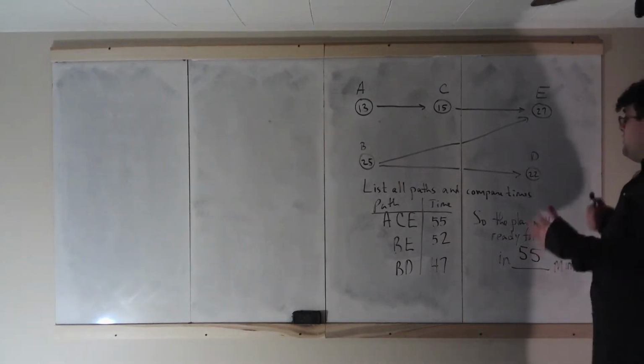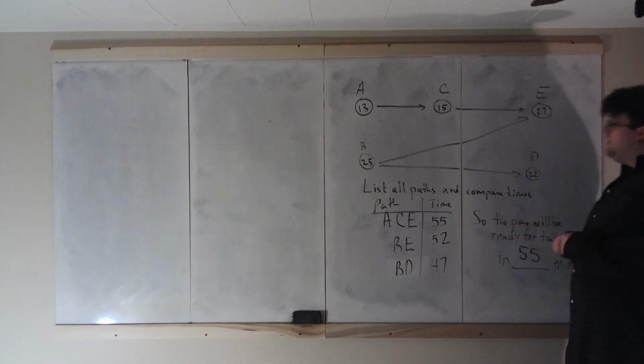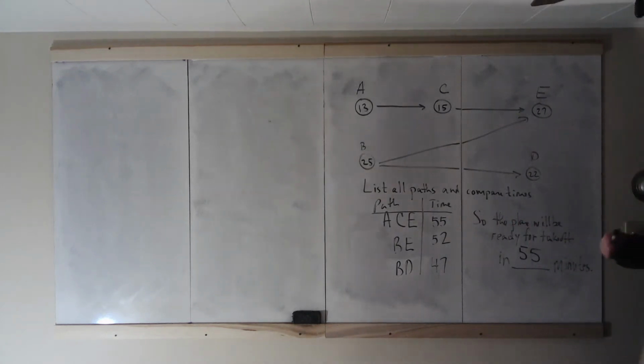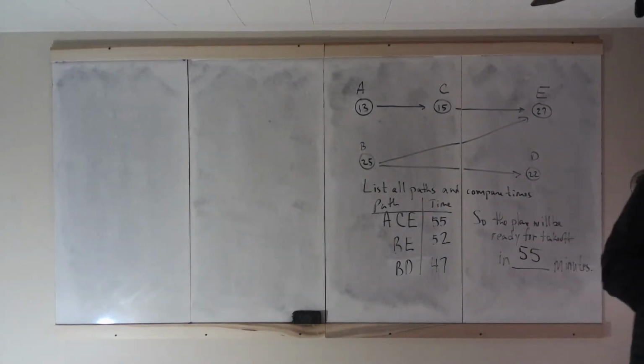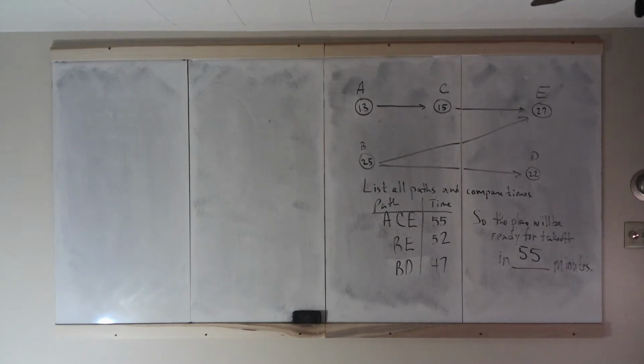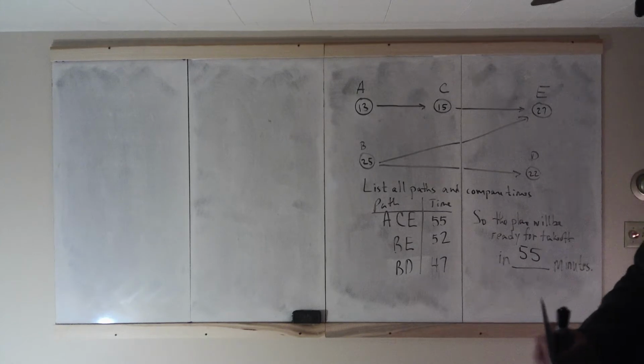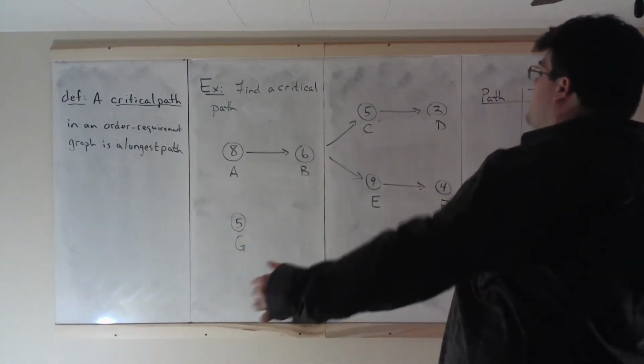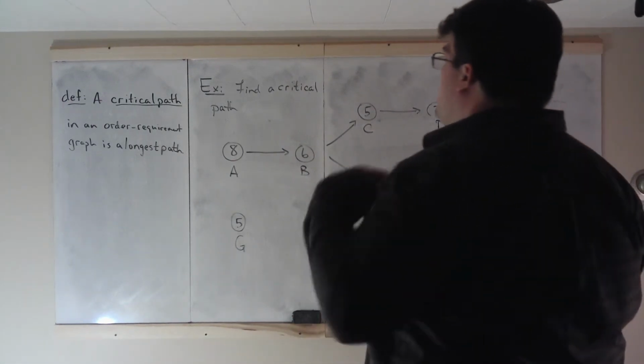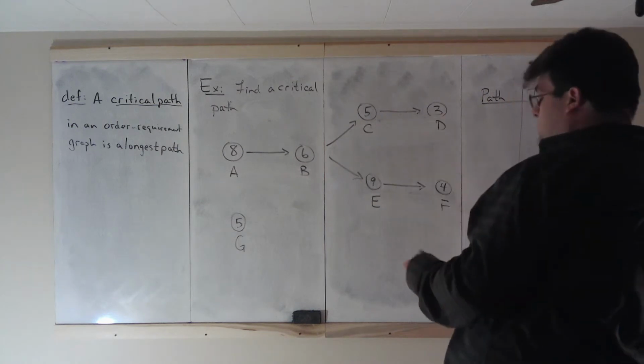So our critical path in an order requirement graph is going to be the one that takes the most time. That's the one that's going to be holding us back the most. So let's make that a definition. Definition. A critical path in an order requirement graph is a longest path.